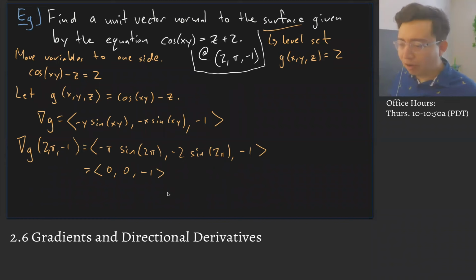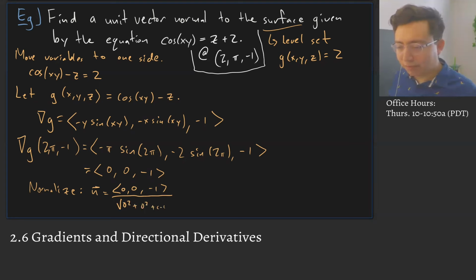So now we should normalize this, to make sure it's a unit vector. In this case, the normal vector is going to be 0, 0, -1 divided by the square root of 0 squared plus 0 squared plus -1 squared, which is just 1. So this was already a normal vector.